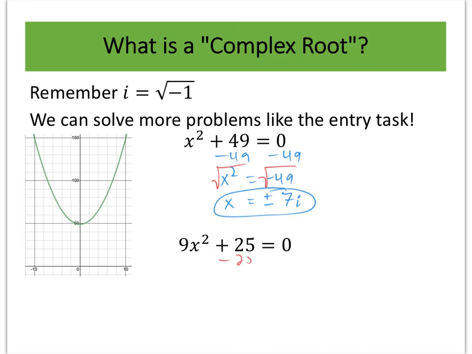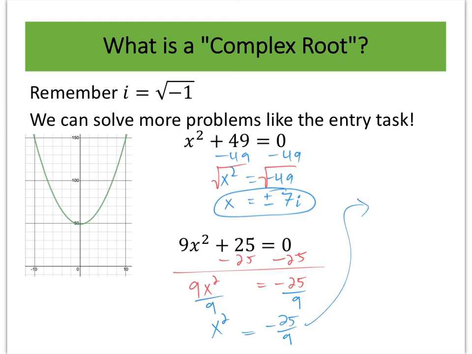I'm going to subtract 25, and this one's a little tricky because there's a fraction involved. So 9x squared equals -25, and we kind of have two options here. We can divide by 9, or we could just take the square root, but we're going to divide by 9. I'm going to keep it as a fraction because I want to ensure that I'm simplifying it properly. So x squared equals -25 over 9.